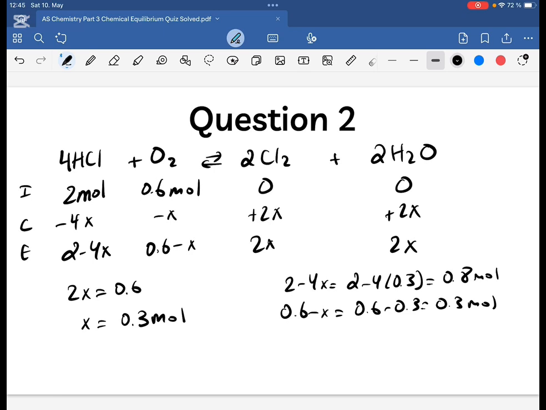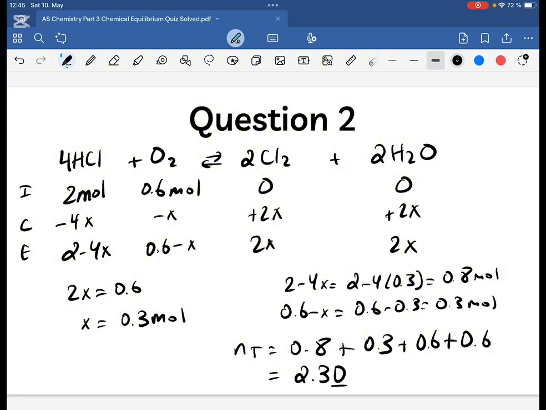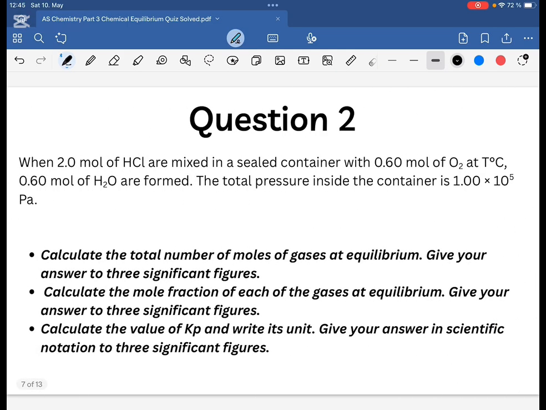So the total number of moles is going to be equal to the HCl, which we got as 0.8, and we add the number of moles for O2, which was 0.3, and we need to add the 0.6 for Cl2 and 0.6 for H2O, and we get a total number of moles which is 2.30, because they need the answer to 3 significant figures. Now for the other question, they said calculate the mole fraction of each of the gases at equilibrium and give your answer to 3 significant figures.